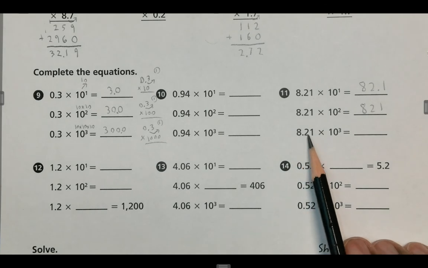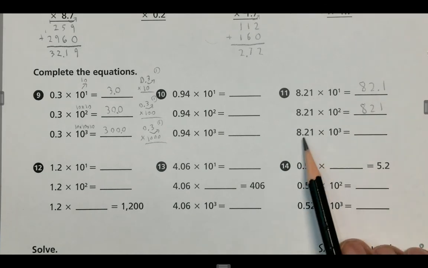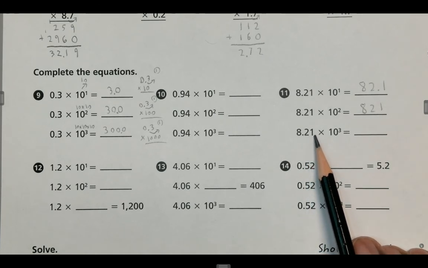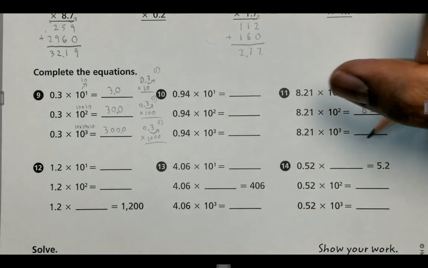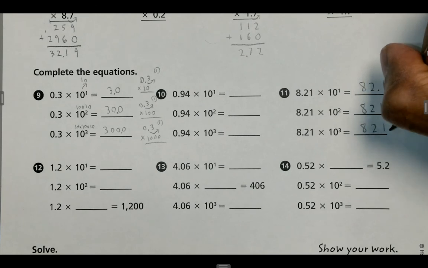Down here, 8 and 21/100ths times 1,000. I'm going to push this decimal point 3 places to the right. 1 push, 2 pushes, 3 pushes. Notice that blank spot, we'll insert a 0 there. 8,210.